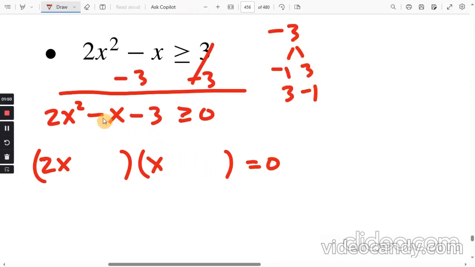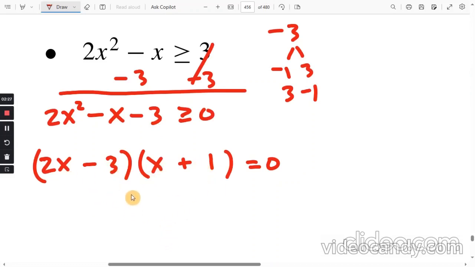We want the numbers to add, so that when we do the inner-outer, we get negative x. If I put a 3 here and a 1 here, I can get 3x and 2x. And we want negative x, so I'll put a negative 3 here and a positive 1 here. Negative 3 times x is negative 3x, plus 1 times 2x, that's 2x, so negative 3x plus 2x gives us negative x. And the last, negative 3 times 1 is negative 3. So that's it right there.